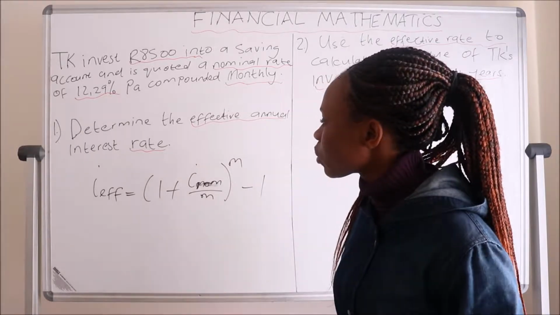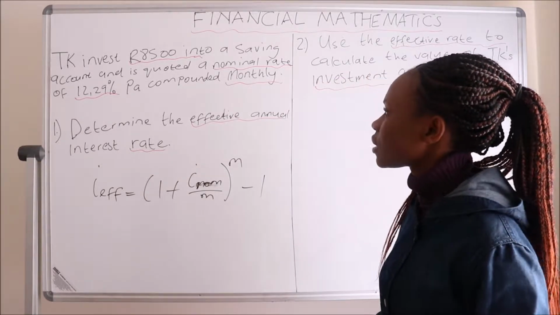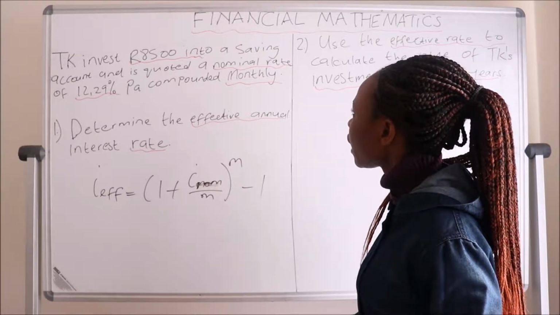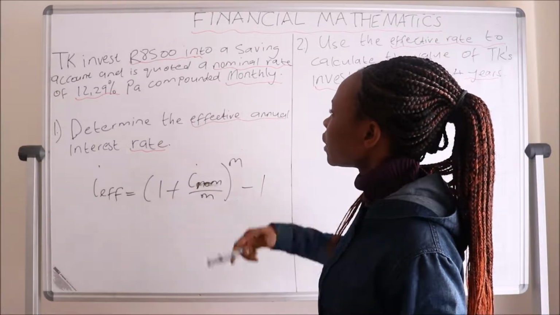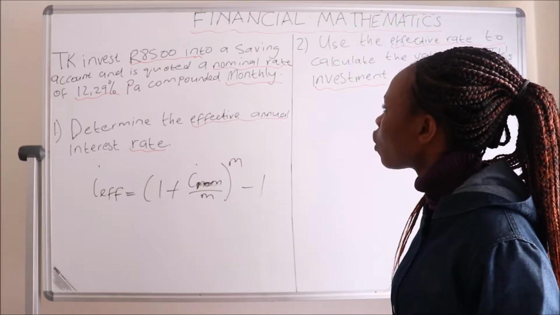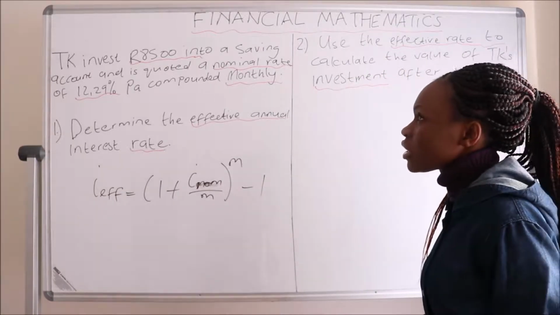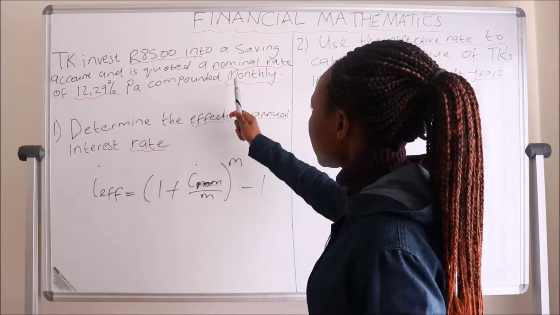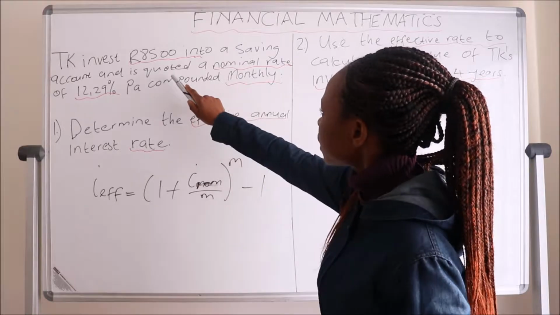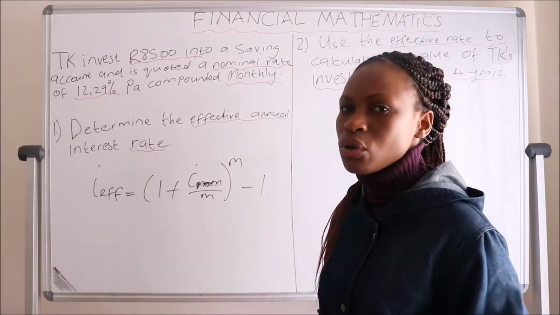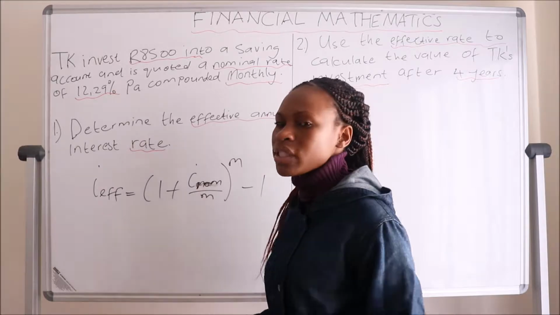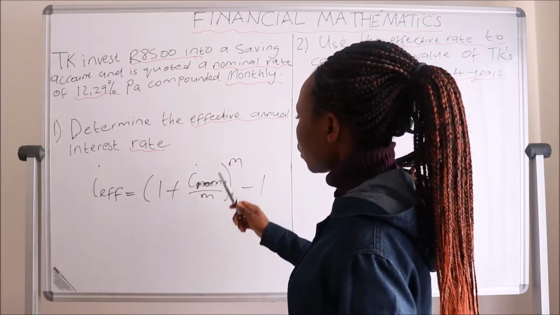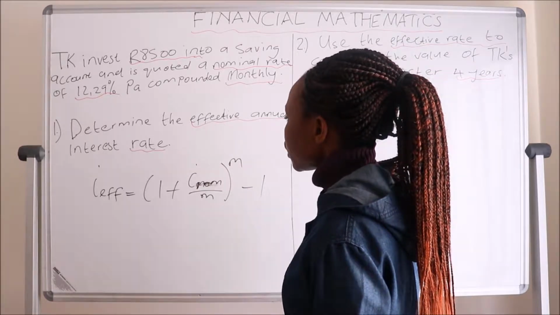Alright, so in this question we have TK who has invested 8,500 into a savings account and is quoted a nominal rate of 12.29% per annum compounded monthly. The first question says determine the effective annual interest rate. Even if they didn't say it was the nominal rate, we must always know that if it's the one being quoted by the bank, then it's always a nominal interest rate. What we need to calculate is the effective annual interest rate.